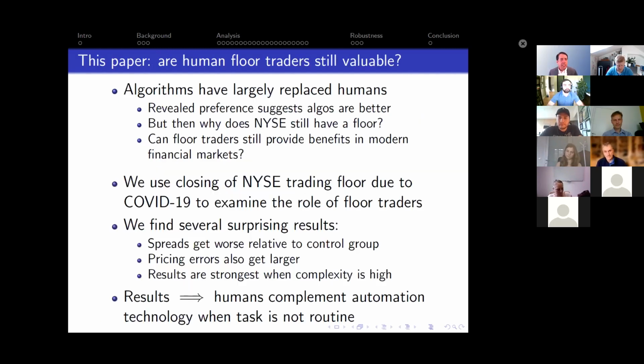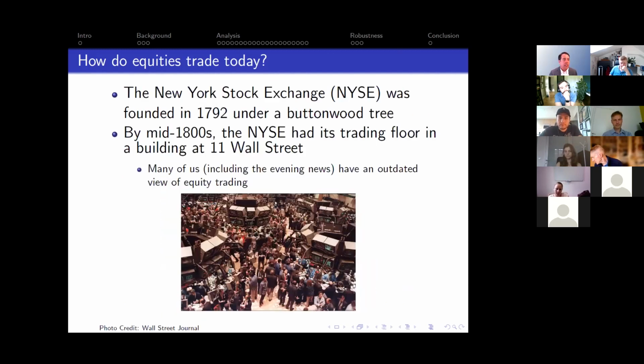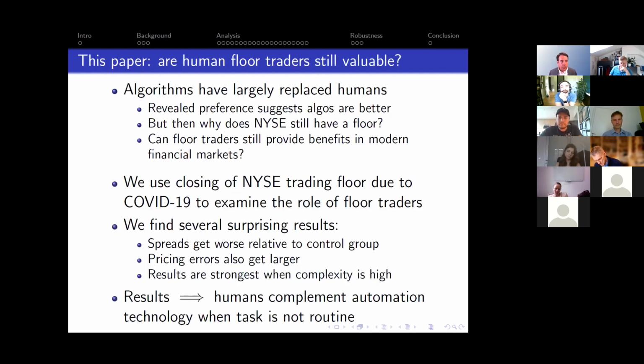This is a tough thing to talk about. Algorithms have been largely replacing humans, and this isn't even a recent thing. It's been happening for quite a while now. On the one hand, I'm tempted to say, look, this is a revealed preference situation. The fact that algorithms are taking over tells me they're better than humans, right? That's why they're taking over. On the other hand, the fact that the NYSE still has a floor begs a different question. If the algorithms truly are strictly better, why does the NYSE still have a floor?